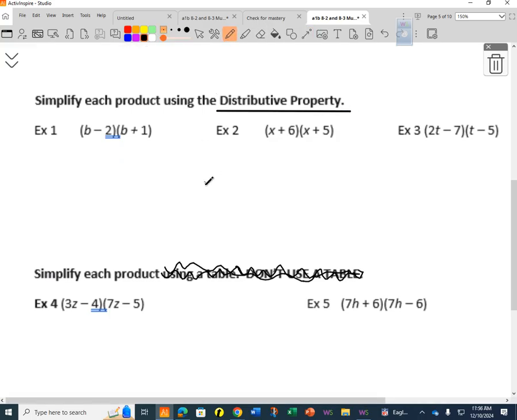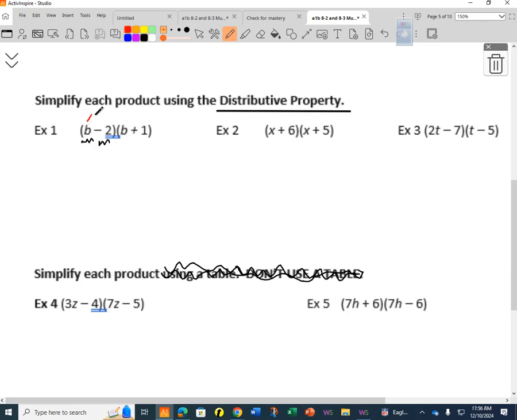The distributive property just says if you get something on the outside of the parentheses multiplied by something on the inside of the parentheses, make sure whatever's on the outside, you multiply by everything on the inside. Now we have 2 sets of parentheses, but we can treat each term in the first parentheses just like we treated things on the outside of the parentheses. For instance, we are going to multiply b by everything in this parentheses. Then we'll multiply negative 2 by everything in these parentheses.